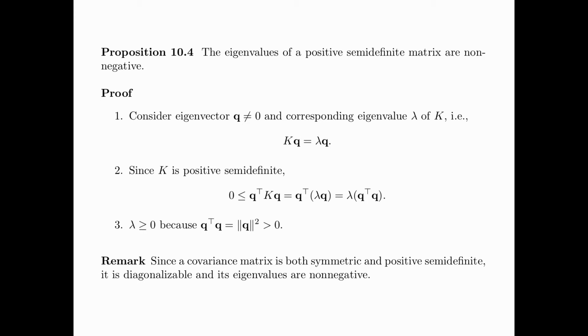As a remark, since a covariance matrix is both symmetric and positive semi-definite, it is diagonalizable and its eigenvalues are non-negative.